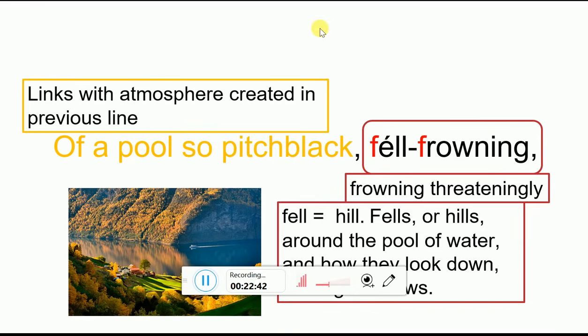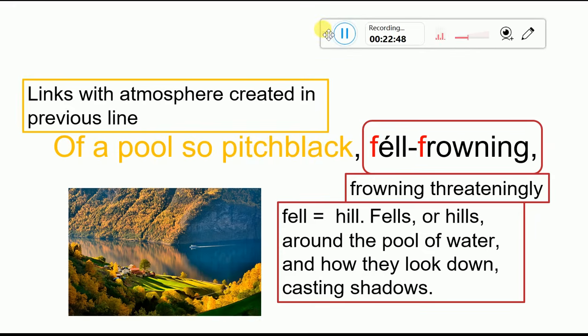Now, as I've stated, the tone has shifted to that of gloominess and despair. You look into the diction and the choice of words by Hopkins here, and then it further says of a pool so pitch black, fell frowning. Now, fell frowning again is a word that he formed himself to emphasize or draw attention to the shift in this admiration of the lake and the water flowing. Now the pool is so pitch black, fell frowning. You look into the word fell frowning. The high fells seem to frown down on the pool of water.